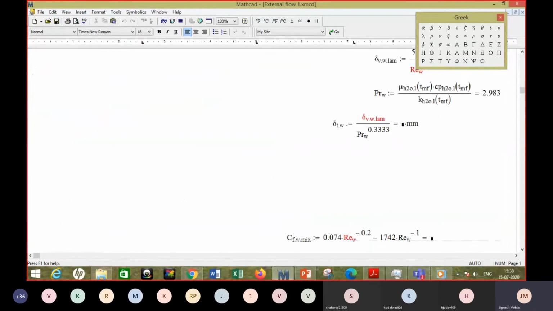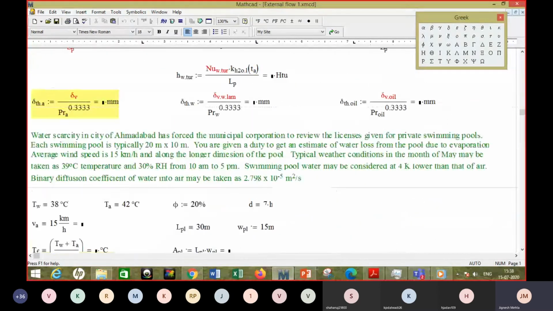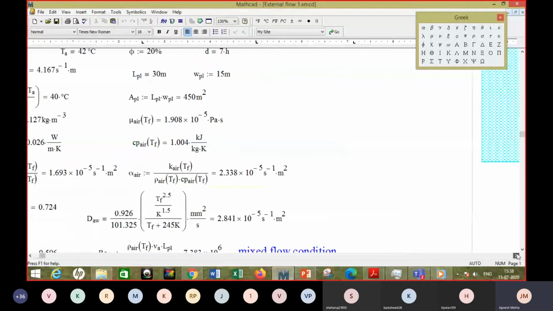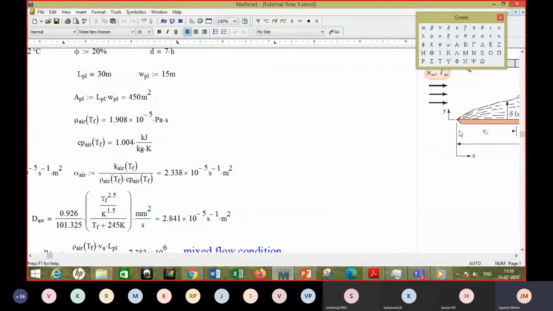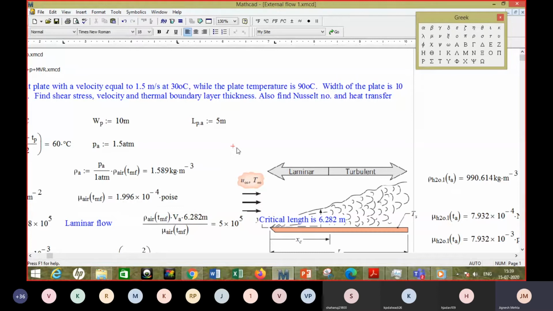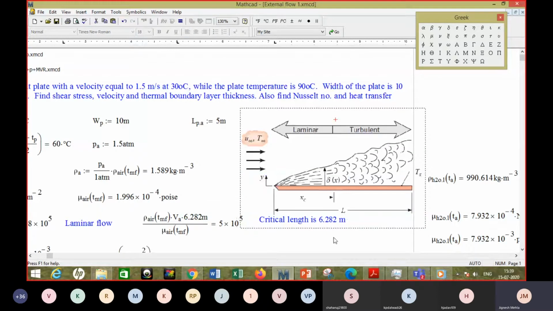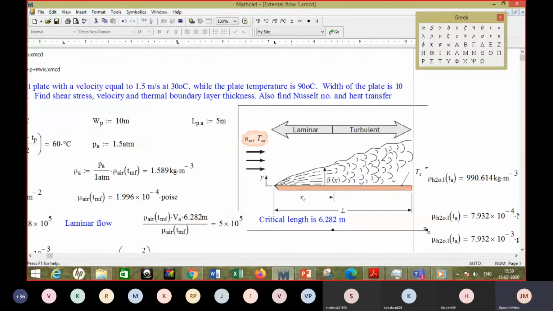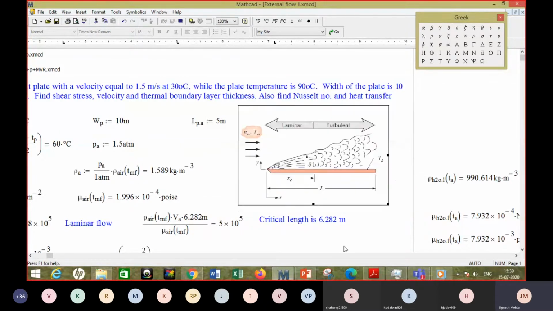So in such an example, you are expected to also draw a schematic diagram like this. I'll paste a diagram which may be drawn, just to explain the case or explain the data.